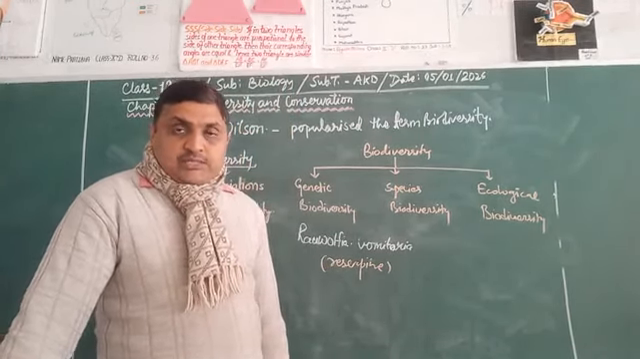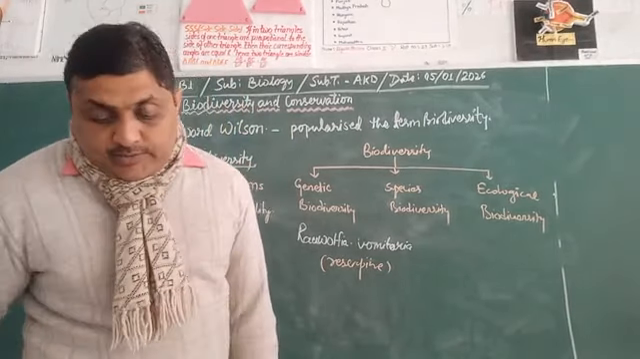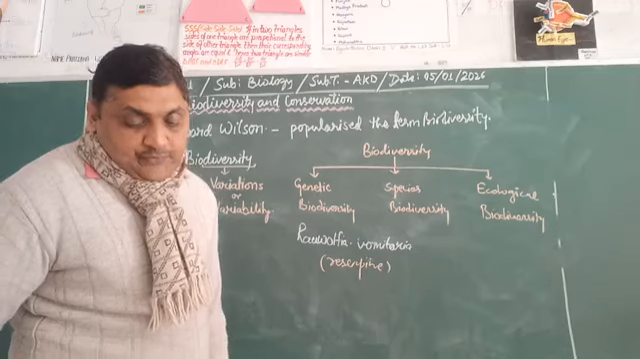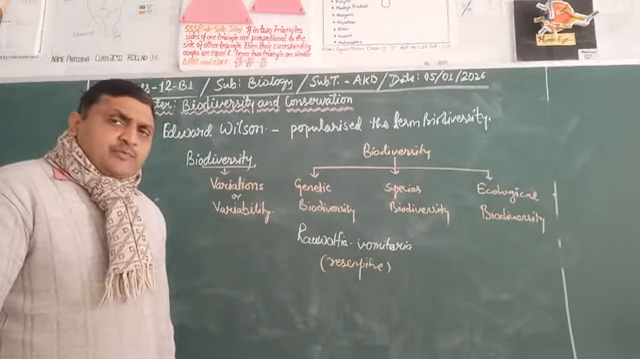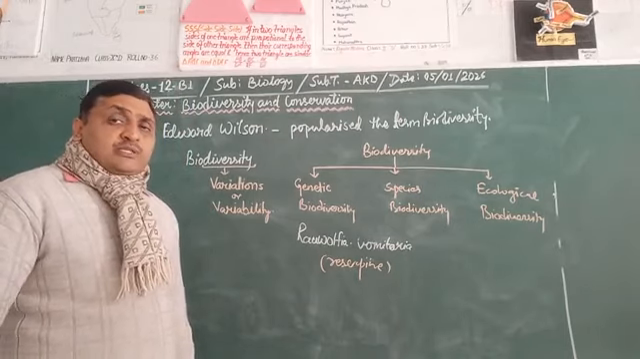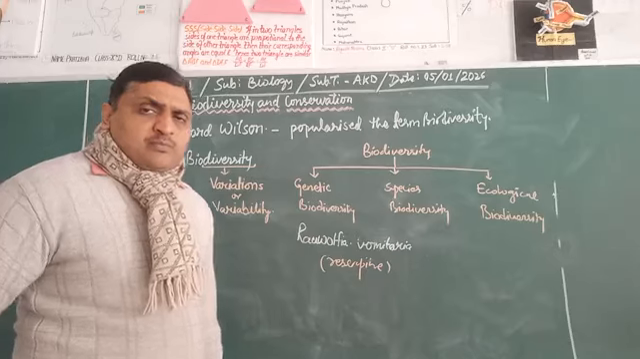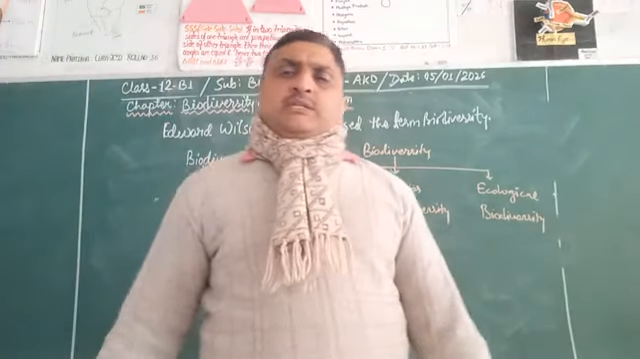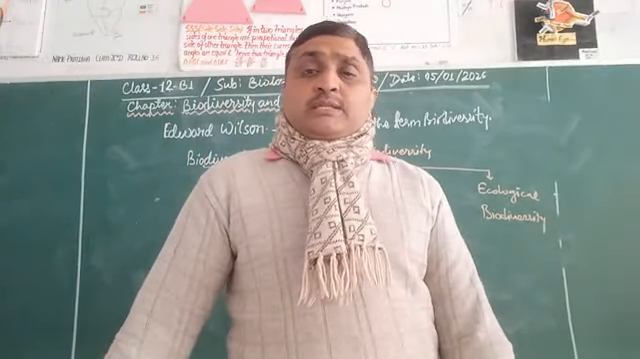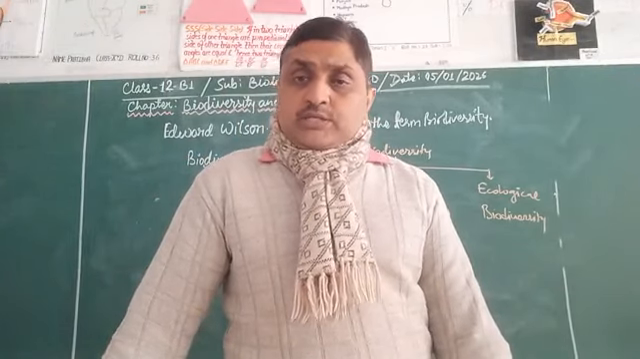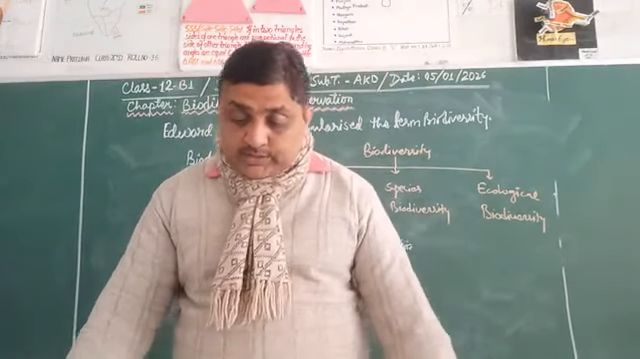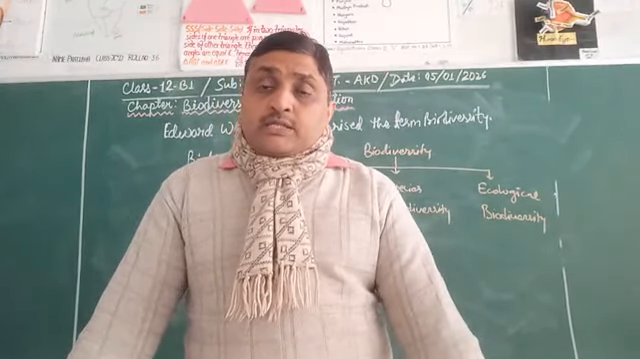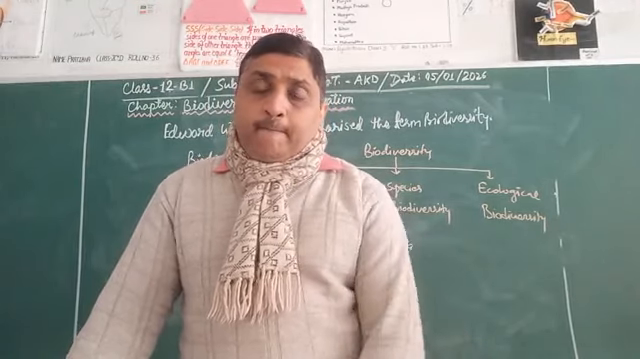According to the IUCN, the data on species of plants and animals is more than 1.5 million species present, and most of the plant and animal species are still to be discovered. Some of them are not yet discovered.